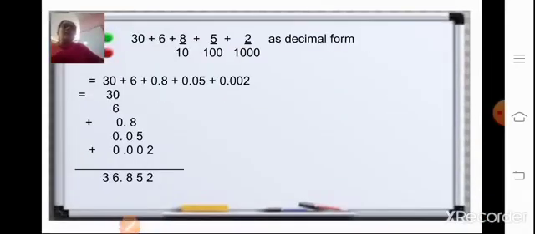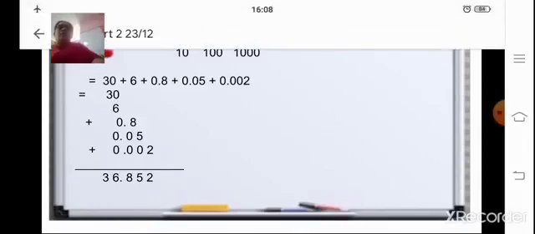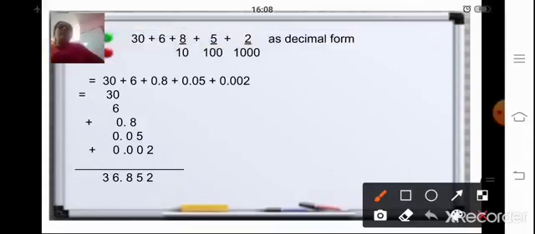Now the other method is here. The number is given in expanded form: 30 plus 6 plus 8 upon 10. Write it in expanded form first, that is 30 plus 6. 8 upon 10 will be 0.8. 5 upon 100 will be 0.05. And 2 upon 1000 will be 0.002. Correct?